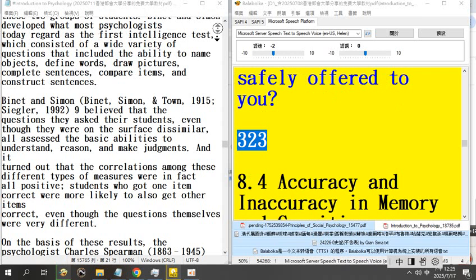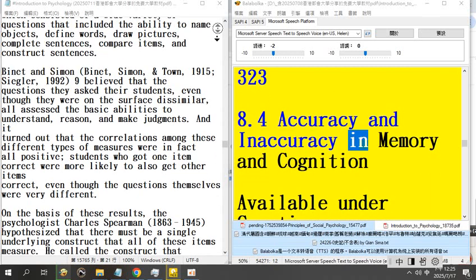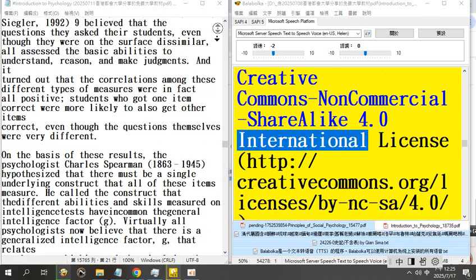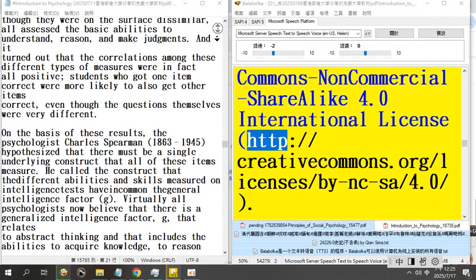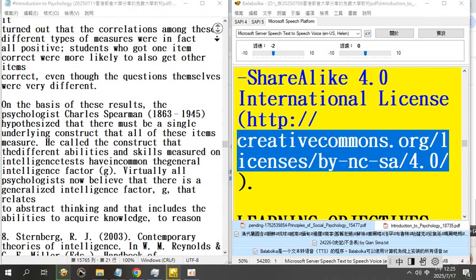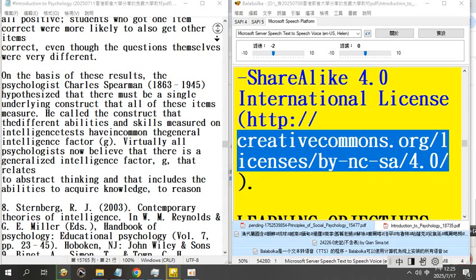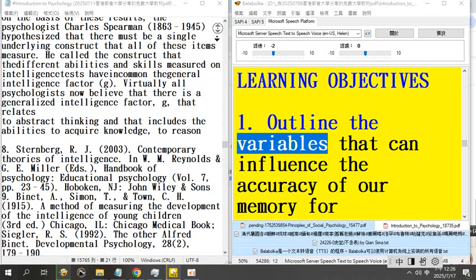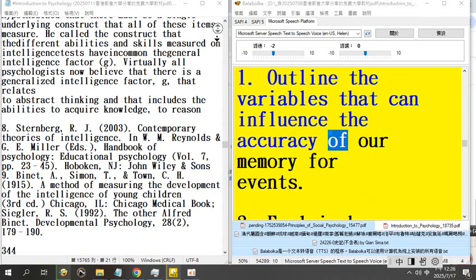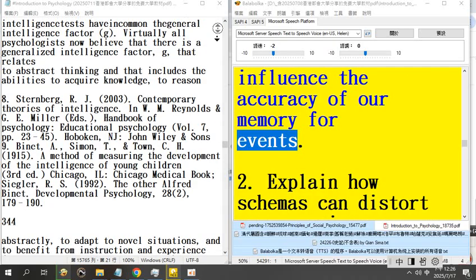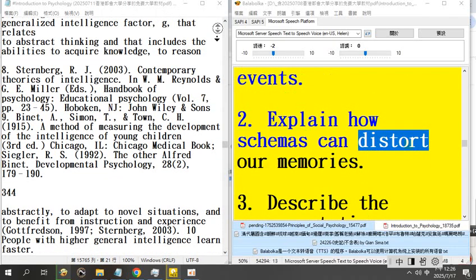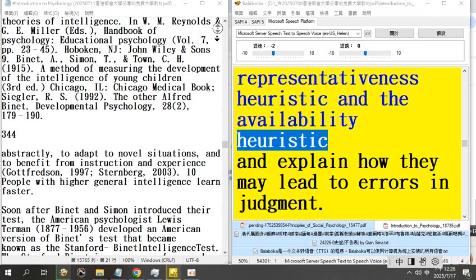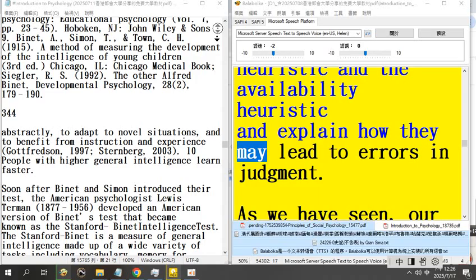323. 8.4 Accuracy and Inaccuracy in Memory and Cognition. Available under Creative Commons Non-Commercial Share Alike 4.0 International License, http://creativecommons.org/by-nc-sa/4.0. Learning Objectives. 1. Outline the variables that can influence the accuracy of our memory for events. 2. Explain how schemas can distort our memories. 3. Describe the representativeness heuristic and the availability heuristic, and explain how they may lead to errors in judgment.